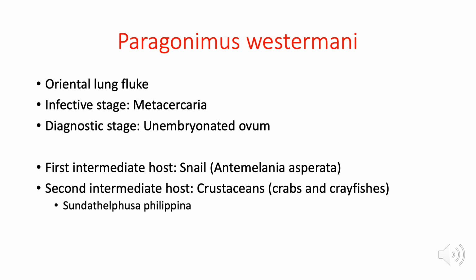Now, what are the intermediate hosts? We have two, right? We have the first and the second. Snails act as the first intermediate host. But what particular snail? It's Antemelania asperata. Please do memorize the scientific names of the host. In the case of the second intermediate host, we have the crustaceans, crabs, and crayfishes. The most popular of which is the Sundathelphusa philippina or the red crab.